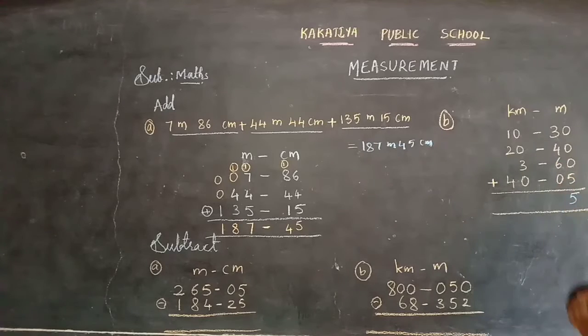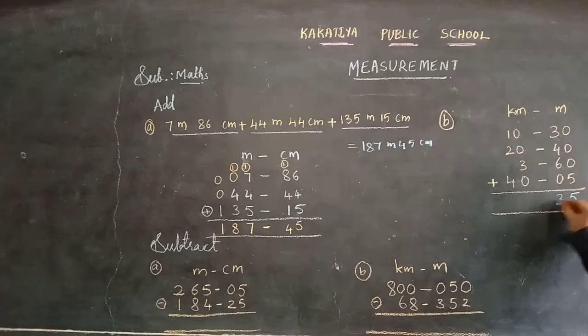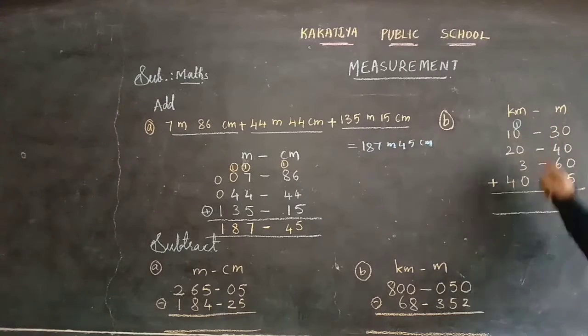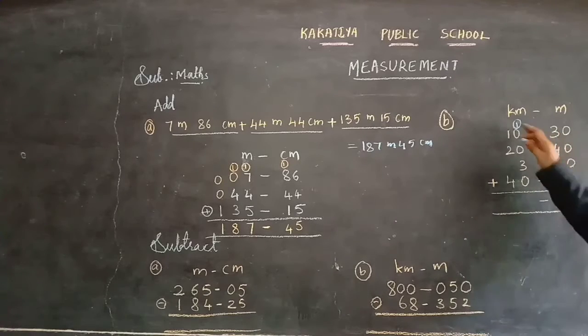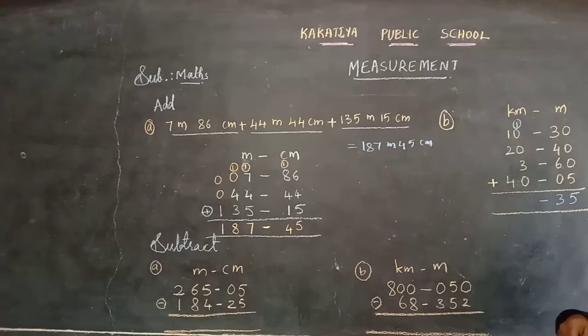13 plus 0, 13 itself, children. So 3 here, 1 carry on the before place. And here we are separating by the dash, kilometers and meters. The answer also you separate it.